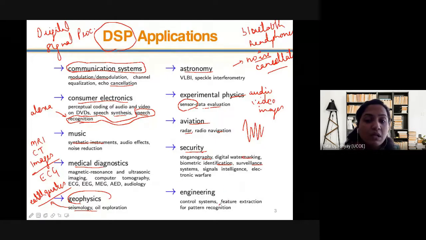and so forth. And next is when I take my engineering into consideration, wherein I'm basically trying to do some pattern recognition. Got it? So these are the various applications for my digital signal processing.